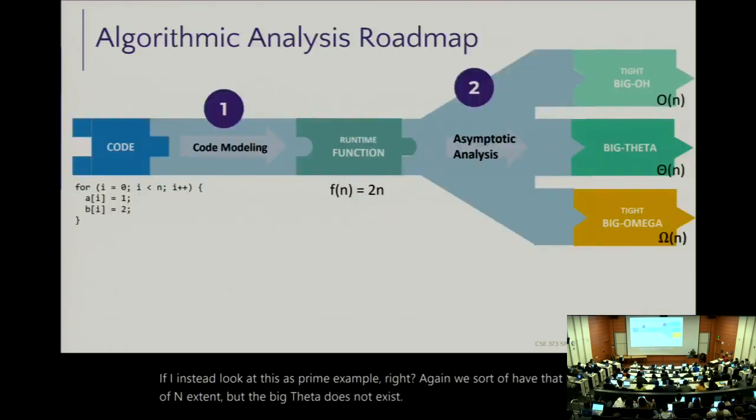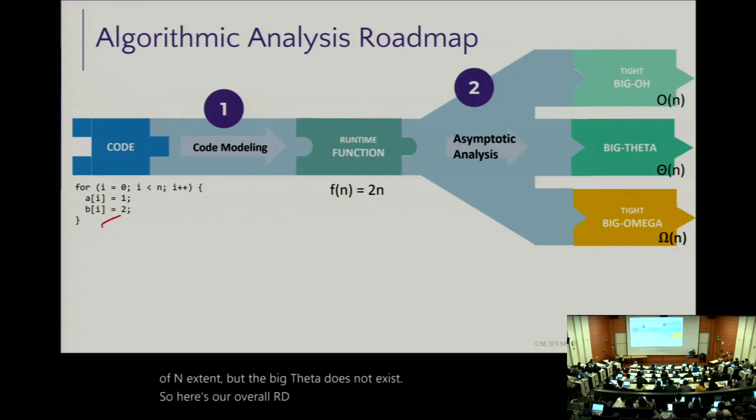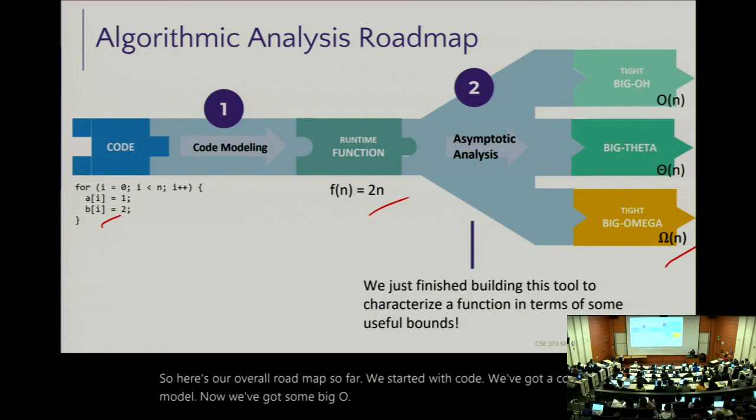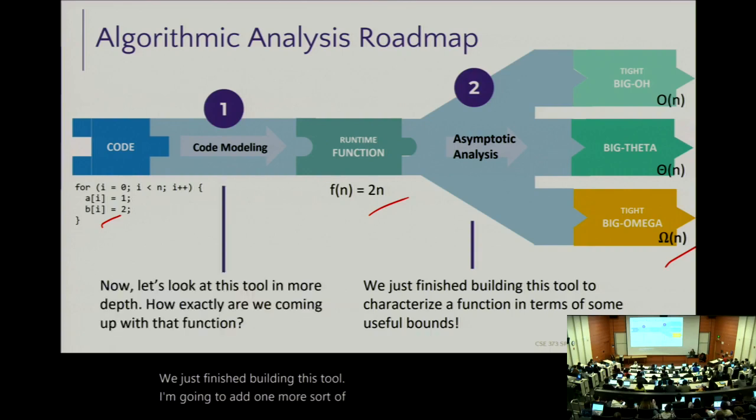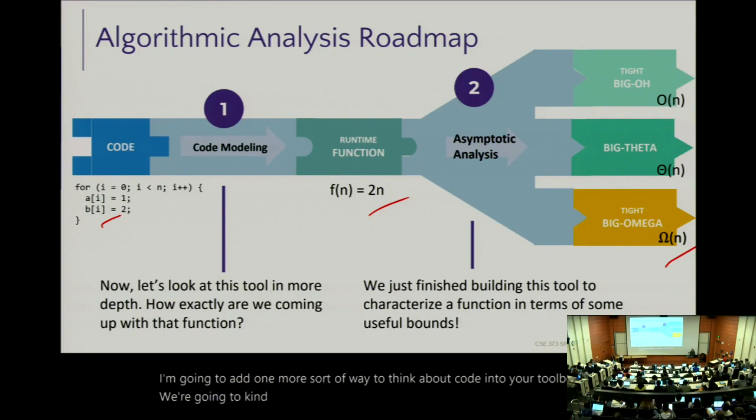So here's our overall roadmap so far. We started with code. We've got a code model. Now we've got some big O. We just finished building this tool. I'm going to add one more way to think about code into your toolbox. We're going to return back a step and realize that there might be a few different possible code models for a particular piece of code.